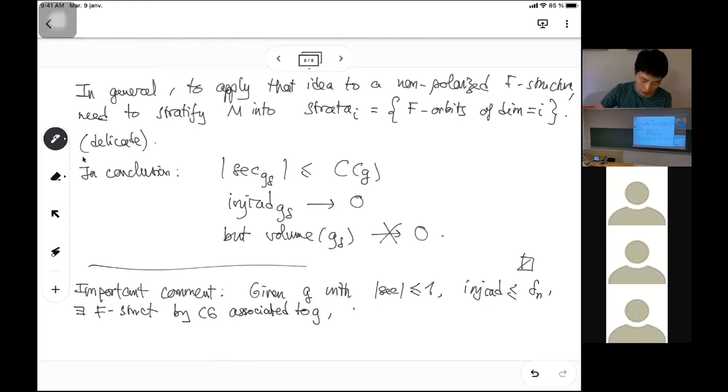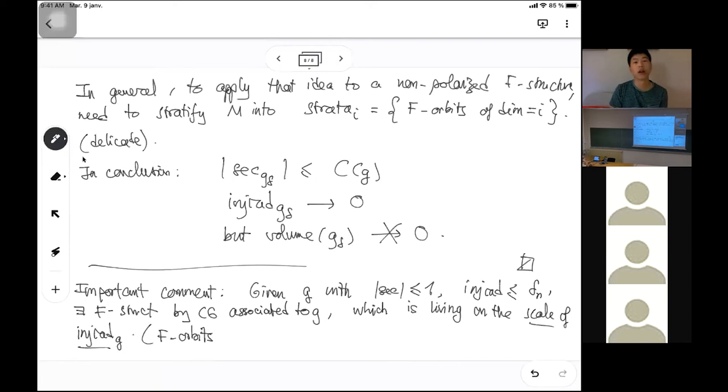And this F structure is living somehow on the scale of the injectivity radius of your metric, meaning that the F orbits that we found by Cheeger-Gromov have size approximately the size of the injectivity radius. So in that sense, F structures are really nice.